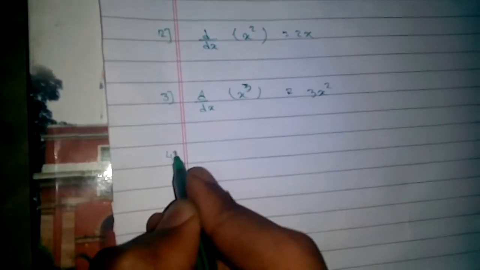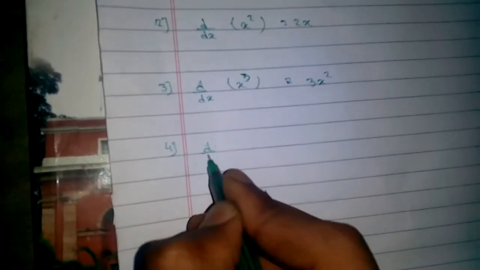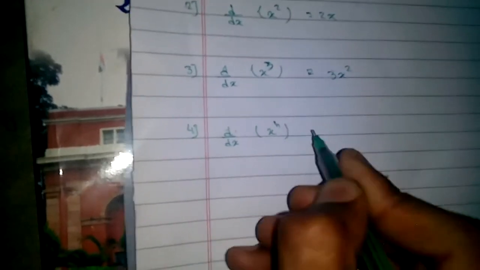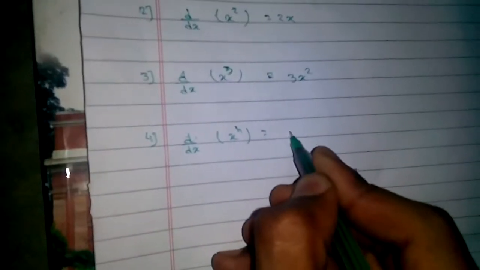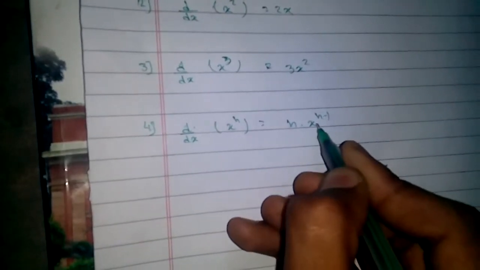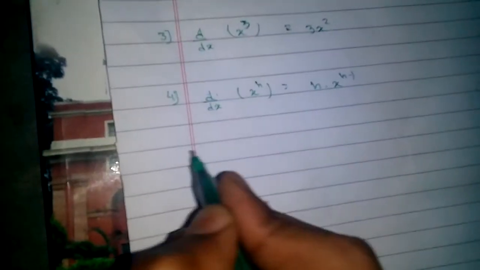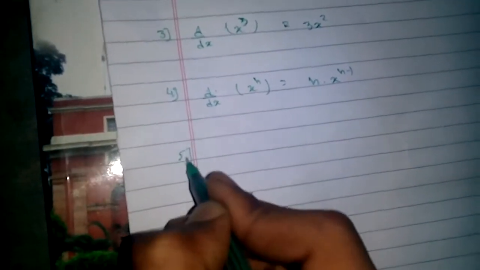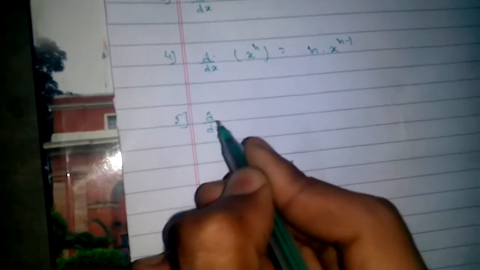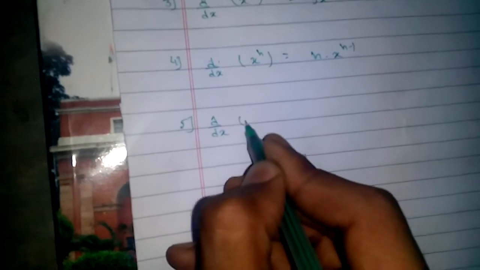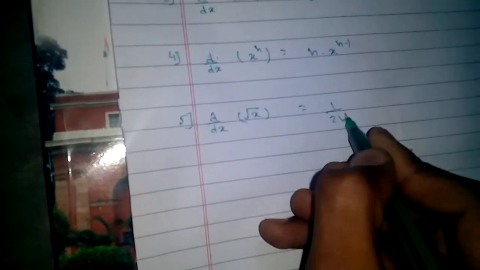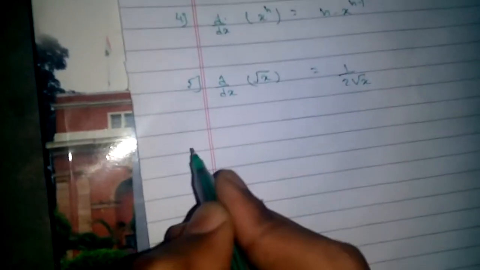Now the fourth formula: the derivative d/dx of x raised to the power n is equal to n into x raised to the power n minus 1. Derivative number 5: d/dx of root x is equal to 1 by 2 root x.